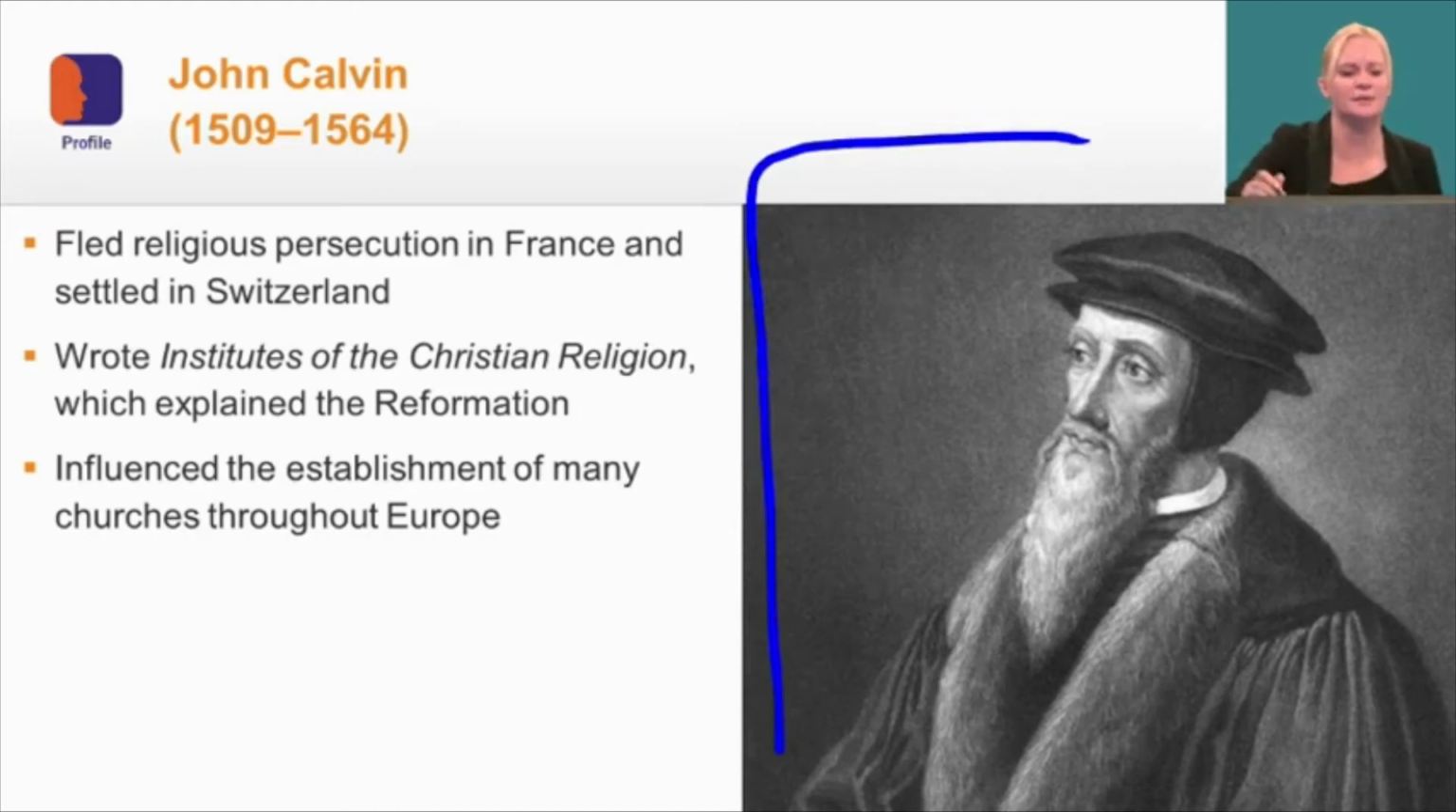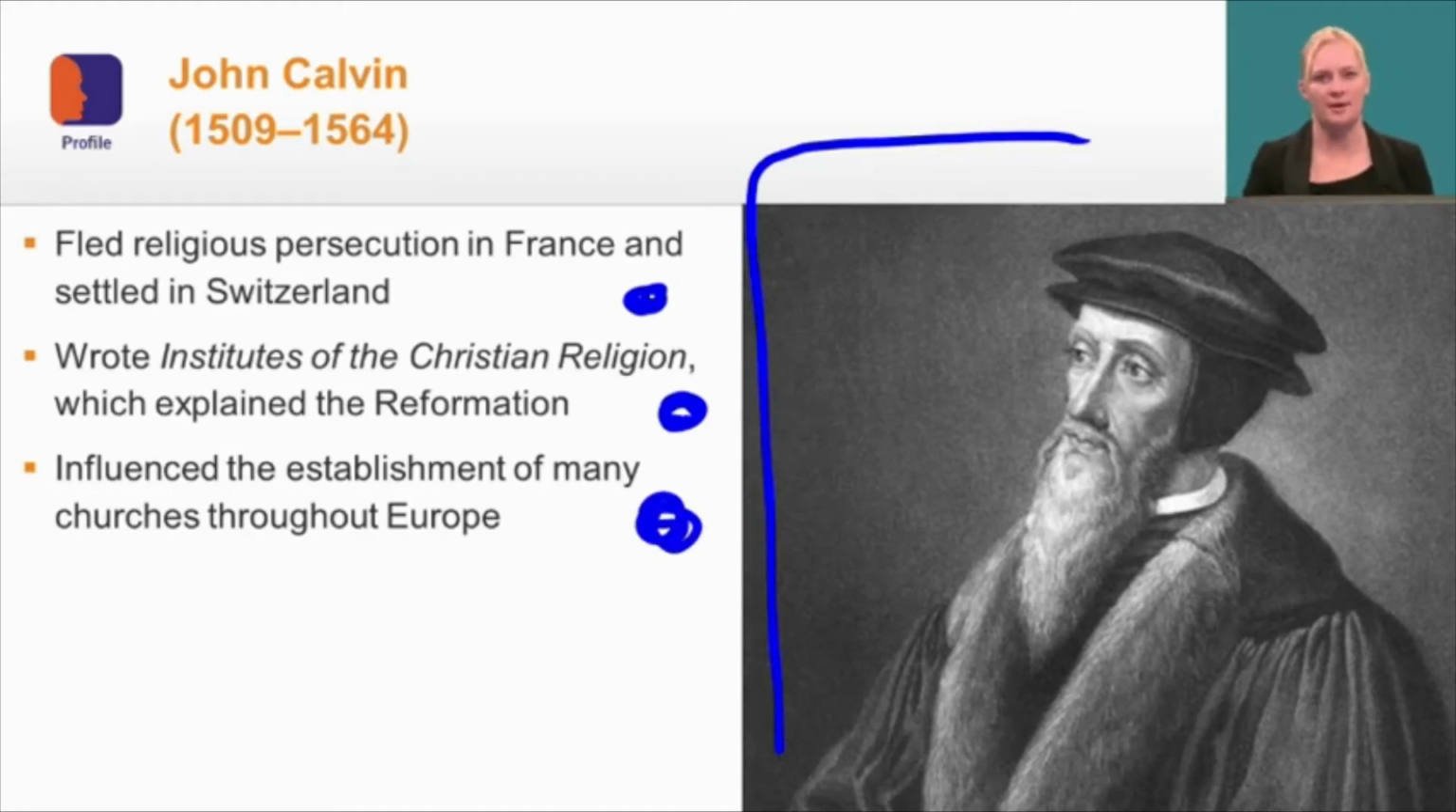He fled religious persecution in France, and he settled in Switzerland. He wrote the Institutes of the Christian Religion, which explained the Reformation, and he influenced the establishment of many churches throughout Europe. He and his branch of Christianity, Calvinism, actually led to many other branches of Christianity and many other churches that were beginning to show up during this time.